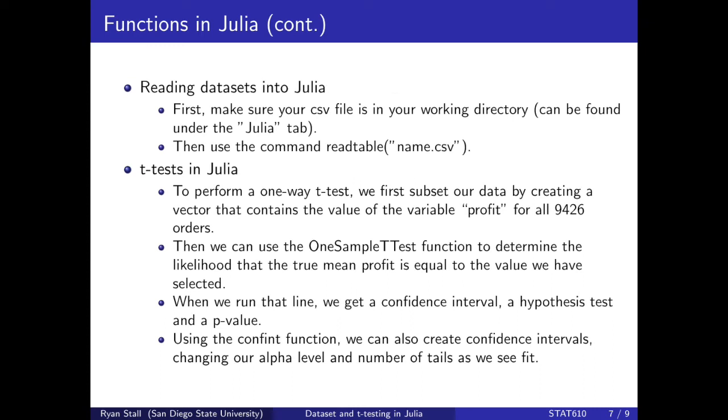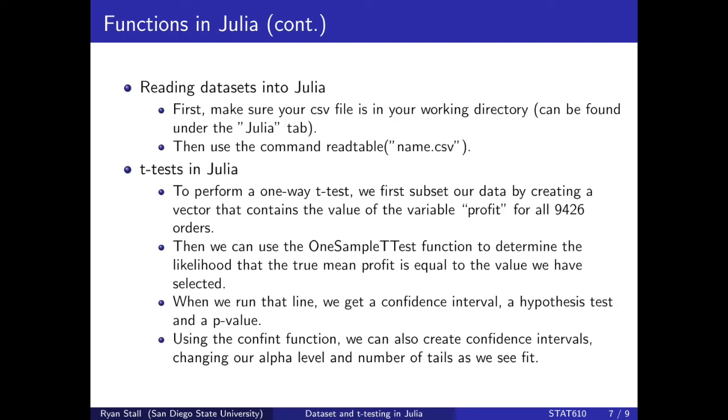Before you can run any tests on your dataset, you must first read your dataset into Julia. In order to do this, you must first make sure that your file is in your working directory. This can be found by clicking on the Julia tab, scrolling down to Working Directory, and then clicking Select. Once the file is in your working directory, it can be read into Julia by using the command readtable, parentheses, name of your dataset. Don't forget to add the suffix to the end of your dataset name. For us, it was .csv.